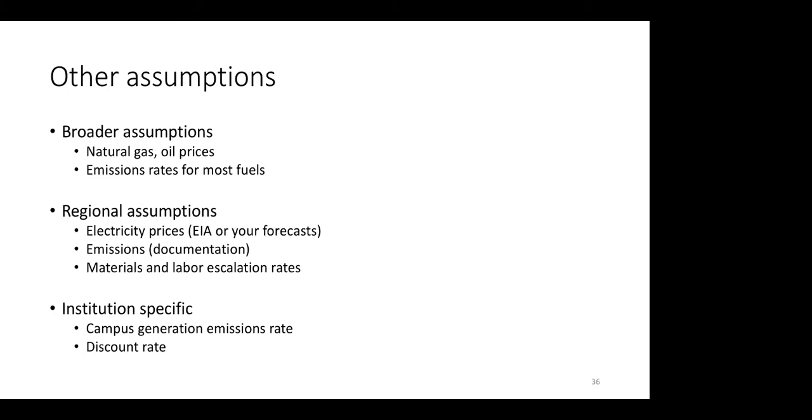And then the last numbers are the ones that are really going to come from your institution. They're going to be unique for every person or every institution. So the best example there is that if you have a campus power plant, it's going to have an emissions rate, and depending on what fuels it's burning with what efficiency, there's going to be a different emissions rate that you're going to want to use there.